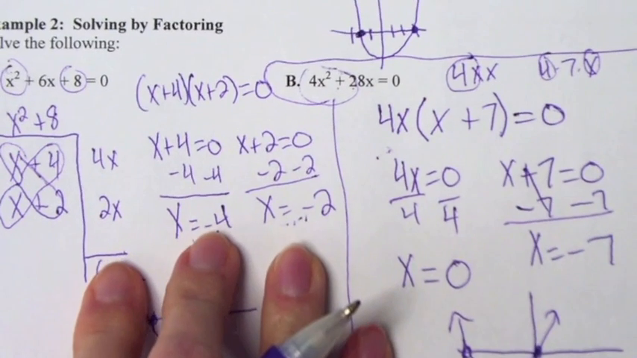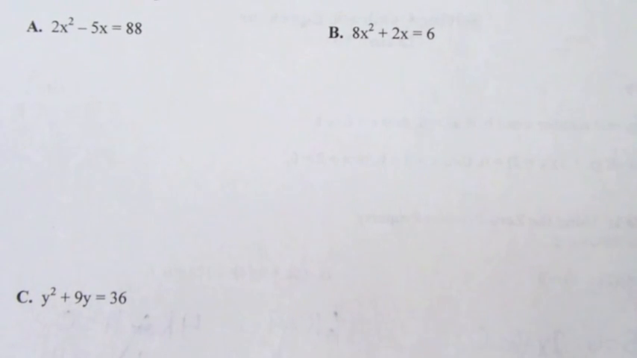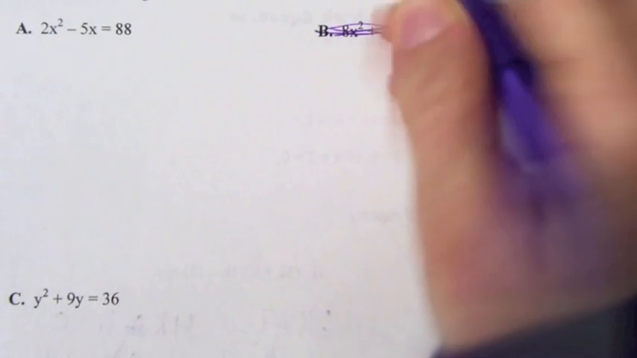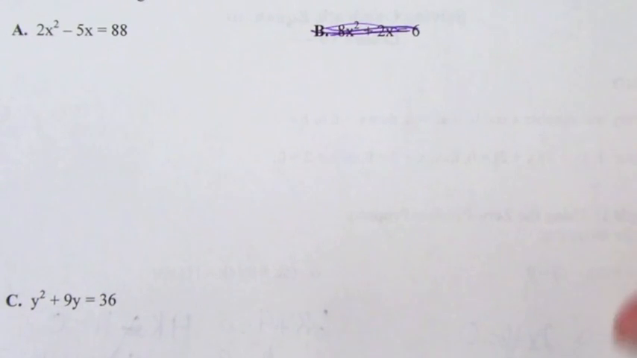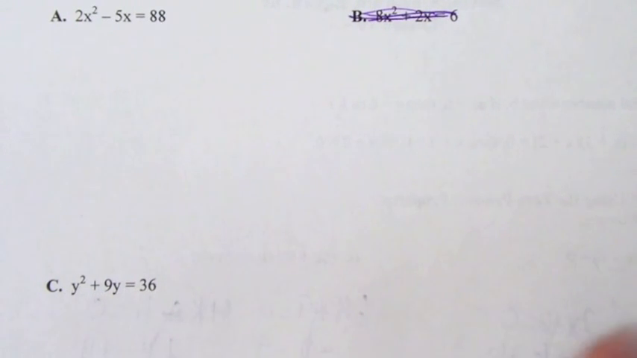Okay, example 3. We're going to cut out example B on this because we're going to use this entire space for this, okay? Because otherwise it gets too messy.